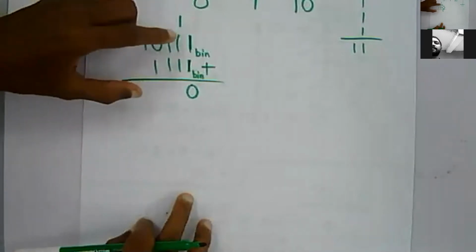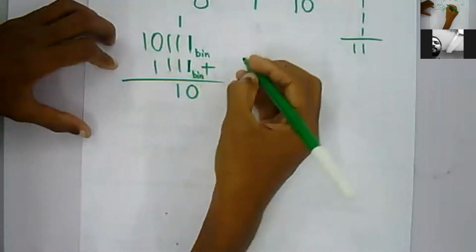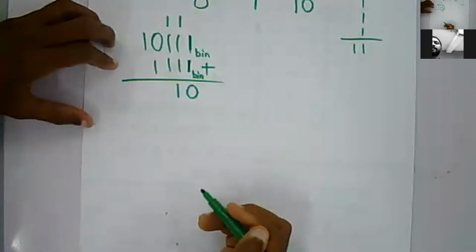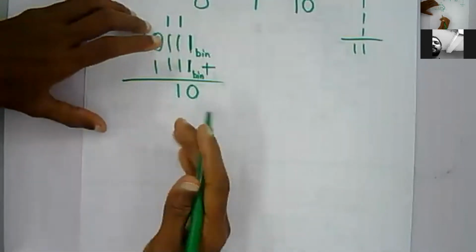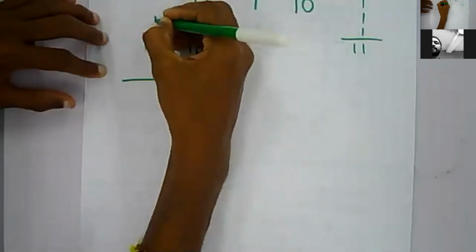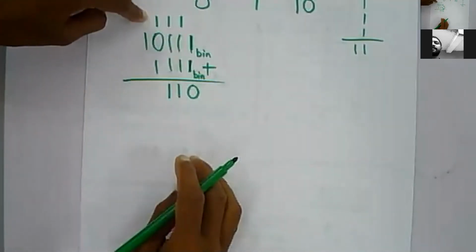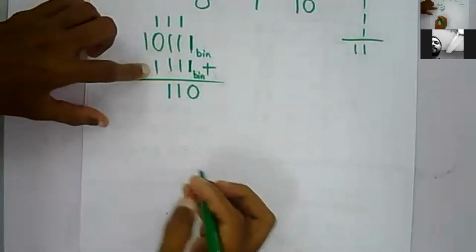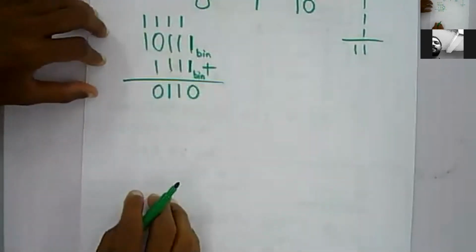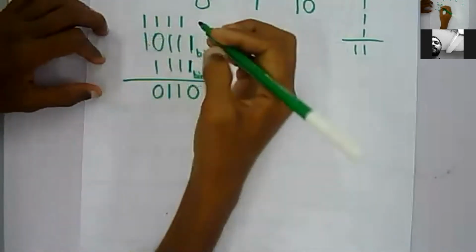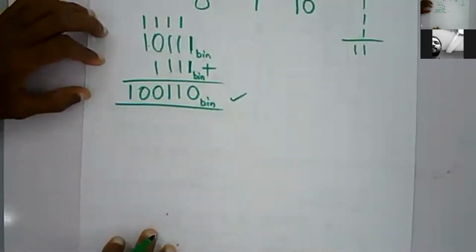Now this becomes 1 plus 1 plus 1, which is 1, 1. I will put 1 as the sum and 1 will go as the carry to the next level. Again, 1 plus 1 plus 1, which is 1, 1. So 1 will go here and the other one will go as the carry to the next level. So now 1 plus 0 plus 1, which is 1, 0. So I will put 0 here and then 1 as the carry to the next level. Now 1 plus 1 becomes 1, 0, binary. Right? So this is how we perform binary addition.